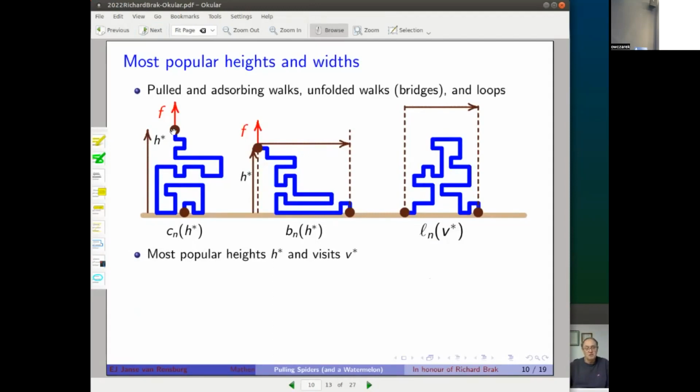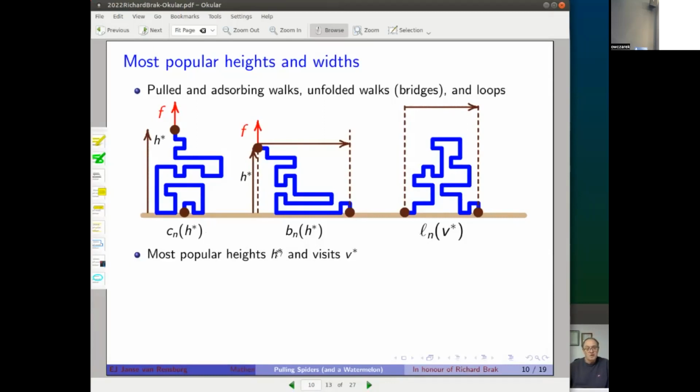Certainly in the partition function you have the sum over all the heights. But in that partition function, for a given y, so for a given pulling force, there is a most popular class of walks at height h star which dominates the partition function. And you can focus in calculating the partition function on the class of walks with this most popular height h star.